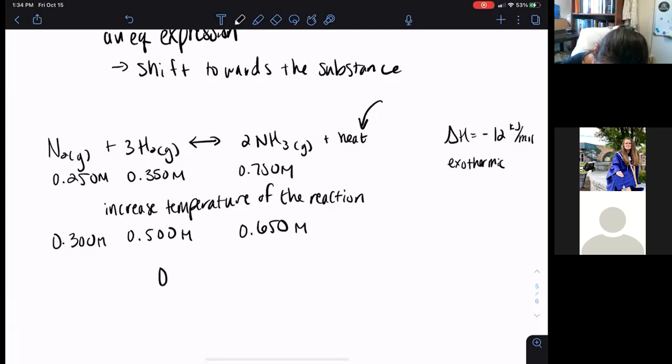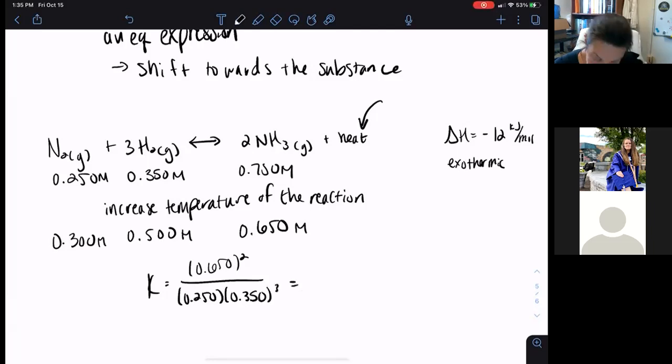Now, when we look at our Q here, or we look at our new K value at this temperature, I just put in the wrong values, didn't I there? Sorry about that.